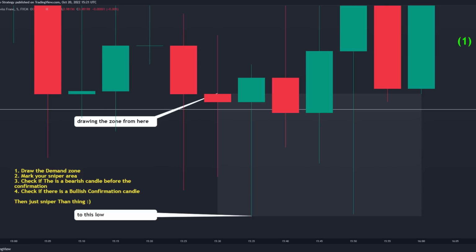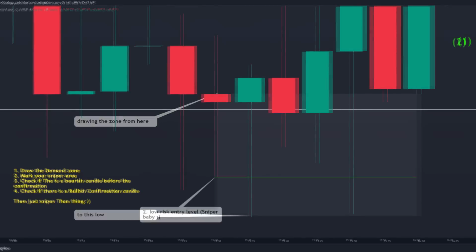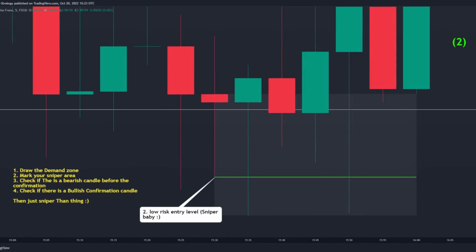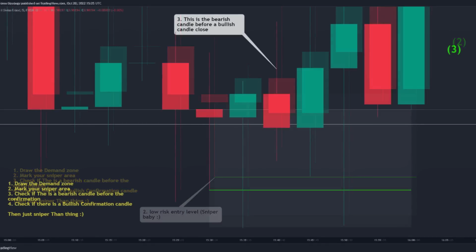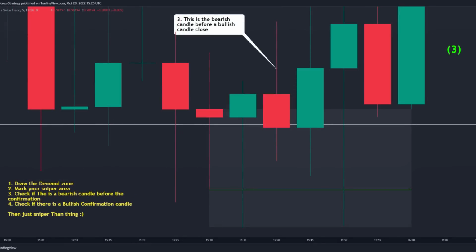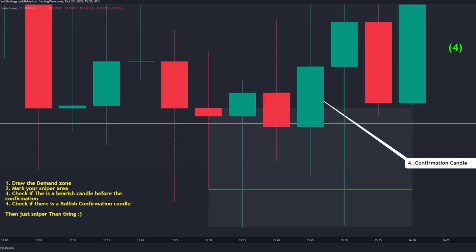Moving to step 2, we will mark our sniper entry level. Here on step 2, we have marked our sniper level area. This will also help us to enter the market with a small stop loss. 3. We need to see a bearish candlestick before a confirmation candle. 4. We also have to see a confirmation candle, meaning we have to see a bullish candle close after the zone has been touched. This will confirm that the market is likely to go higher.